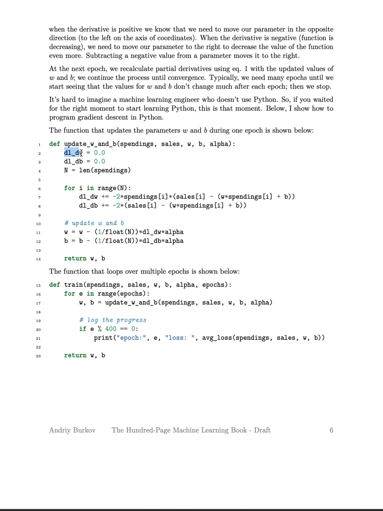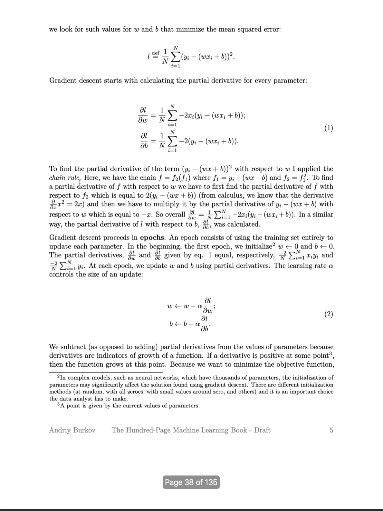So initially, of course, we are going to initialize this derivative, right? dl by dw, which simply means derivative of loss by derivative of weight. It will both be initialized to 0. N is simply the number of records, right? N always refers to the number of records.